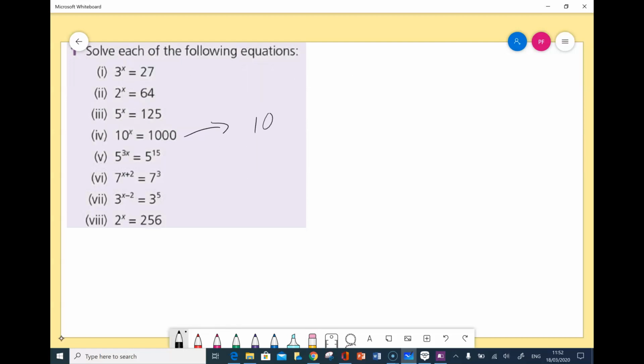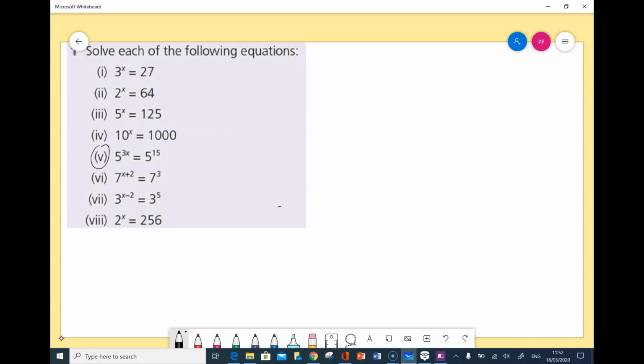Part 4. 10 to the power of x equals 1000. My x is up in my powers, so I must make my base numbers the same. So I rewrite 1000. 10 squared is 100, 10 cubed is 1000. My base numbers are the same, so my indices must be the same. X equals 3.